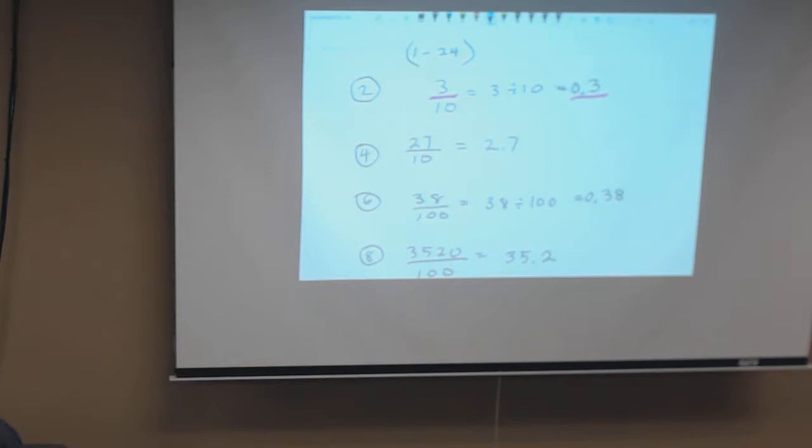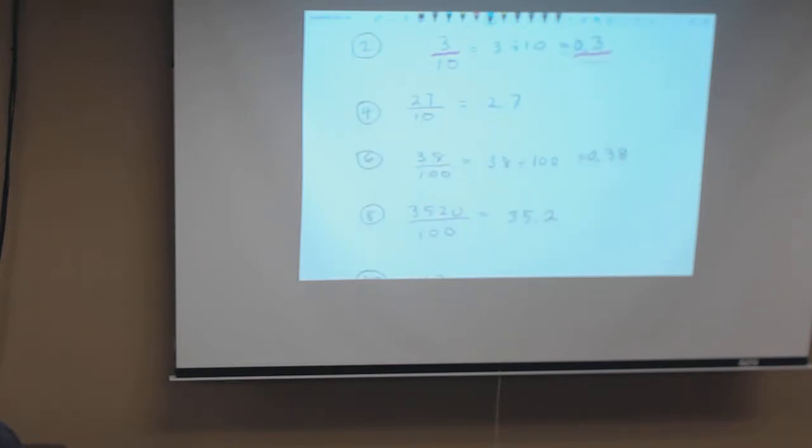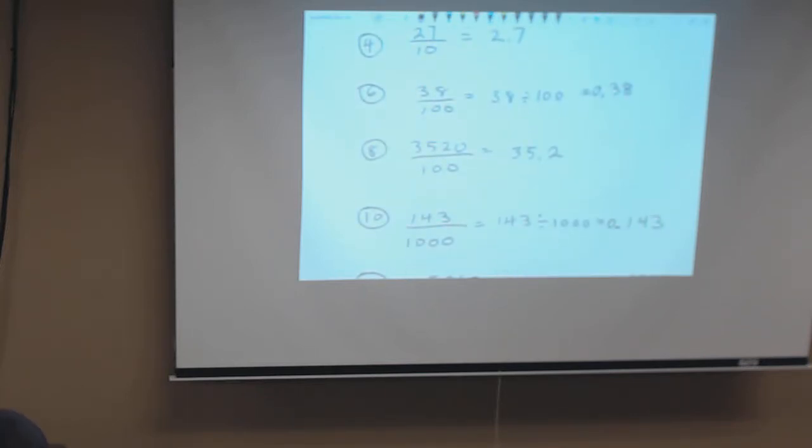Okay, number 6, 38 over 100. 38 divided by 100 comes out to be, just take your calculator, 0.38. You can't do these in your head. You have to have a little calculator, or use your telephone, or go to the internet and type in calculator, and guess what you'll find? A little calculator that'll do all this stuff for you.